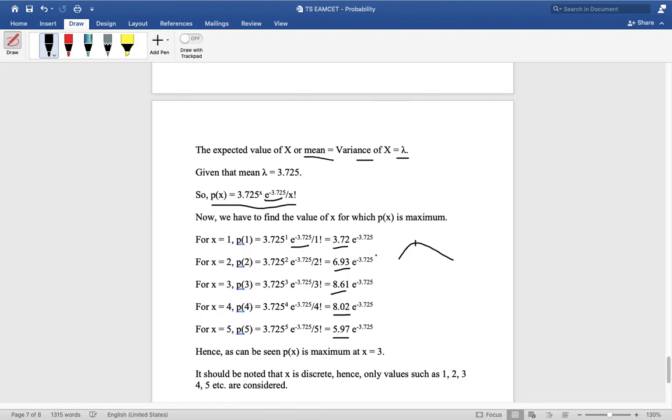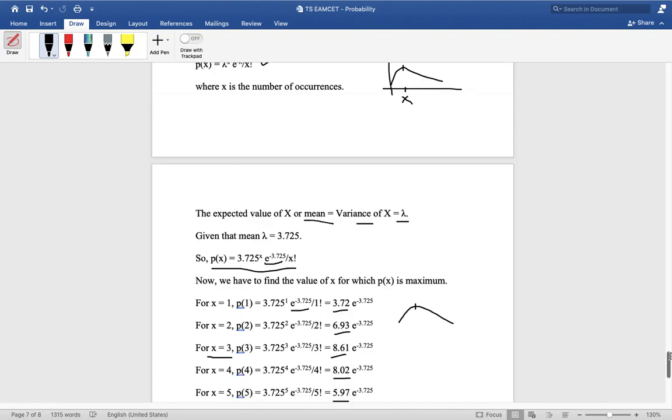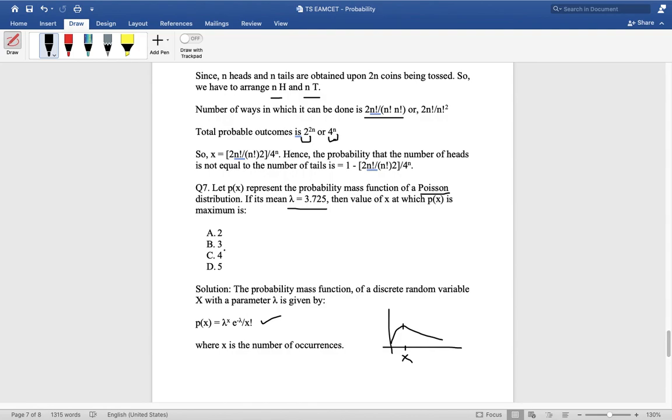So as you can see, it starts increasing and then it goes on decreasing after x equal to 3. X equal to 3, I am seeing the maximum, 8.61. It was increasing from 3.72 to 6.93 to 8.61 and then it starts decreasing to 8.02, 5.97. So my maximum is happening at x equals 3. So x equals 3 is the solution.